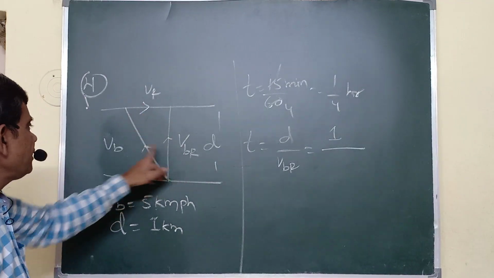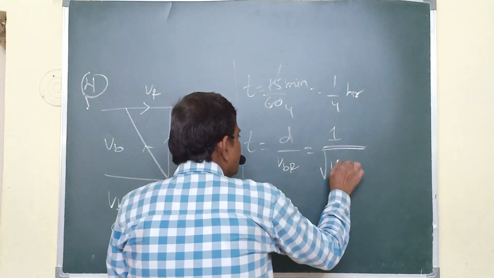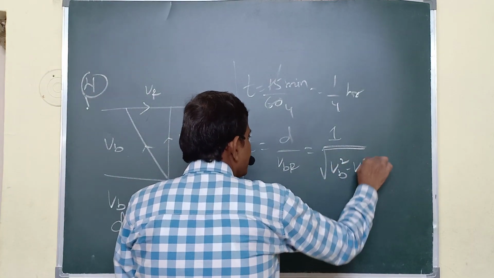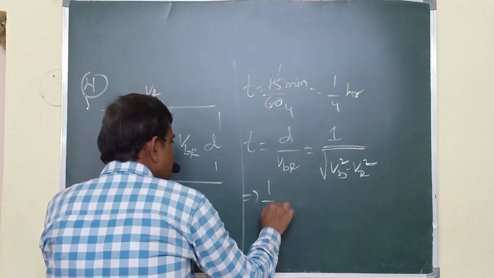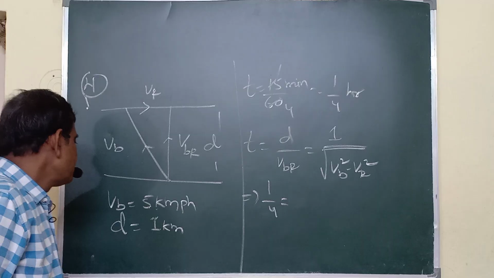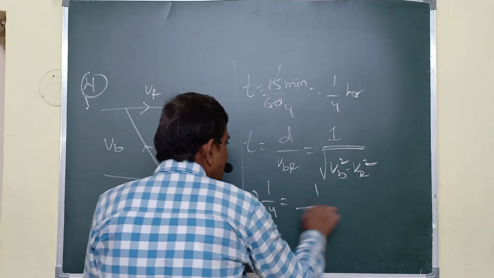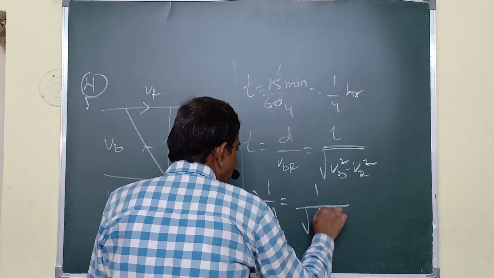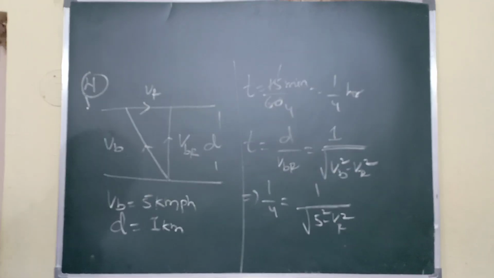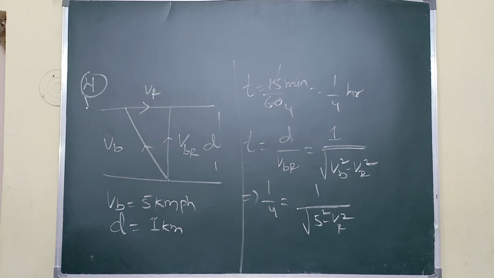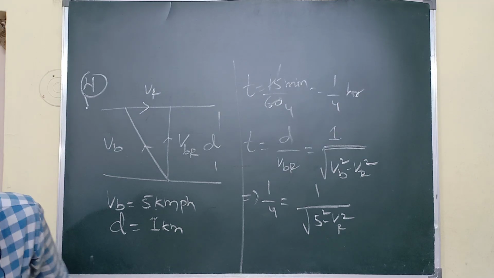What is the VBR? From the right angle triangle, root VB square minus VR square. What is the time? 1 by 4. That equals, what is the velocity of the boat? 5 kmph. So 1 by root 5 square minus VR square. After doing the mathematics, we get VR. What is the VR? The velocity of the river.